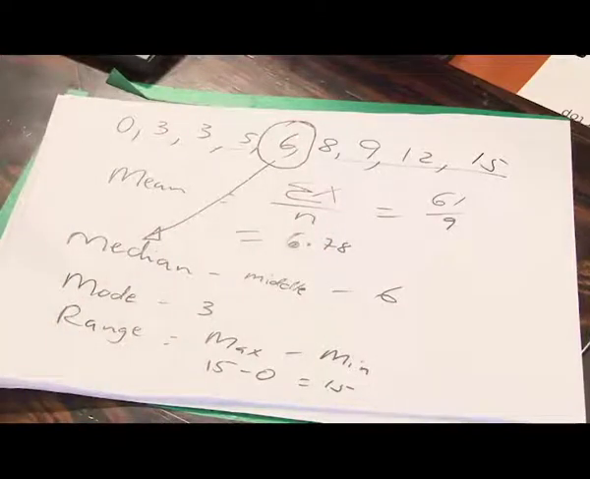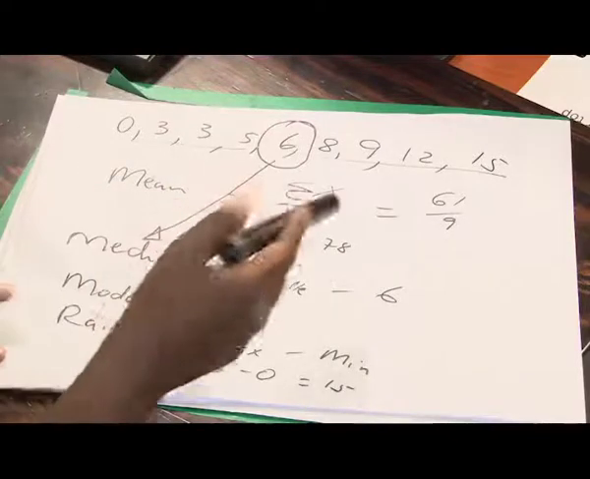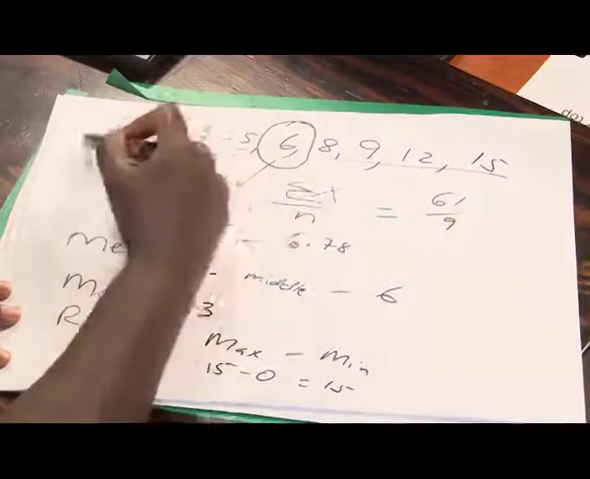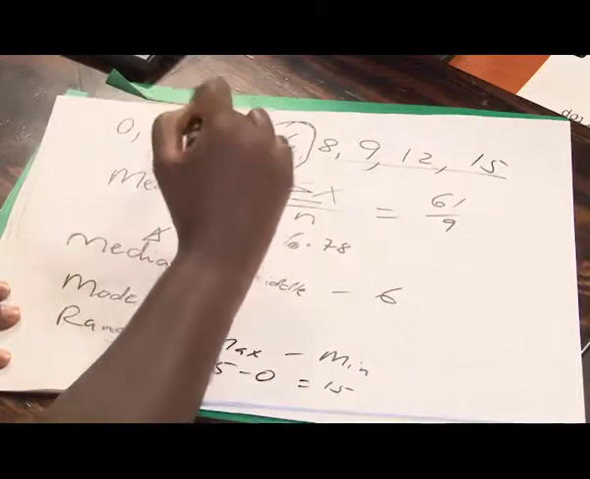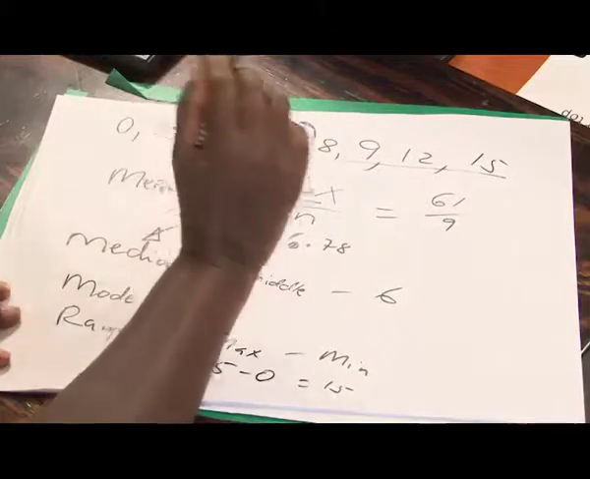And if we go to the mode, it is the one that is occurring most frequently. The number that appears often, that is our mode. And if we look, no other number in our data set appears more than once except 3. So that means 3 is our mode.